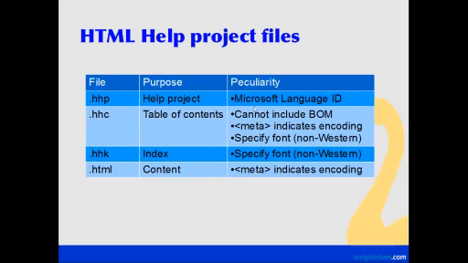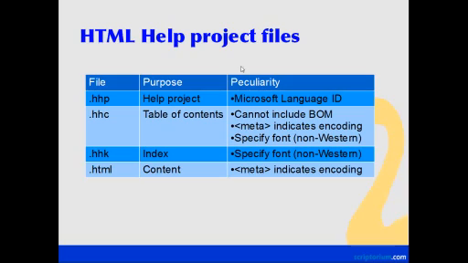So the HTML Help project files each have their own peculiarities, and this all has to do with the encoding. In the HHP file, which is the help project file, the driver file essentially for HTML Help, we have a Microsoft language ID. This guides the HTML Help compiler in which language we're working with. As opposed to some of the other things we've looked at for encoding languages, this uses an entirely different scheme that's invented by Microsoft and uses a series of values that they have assigned to each language.